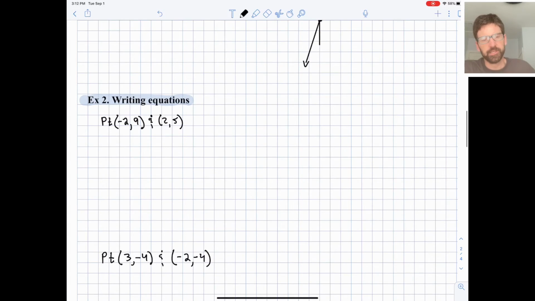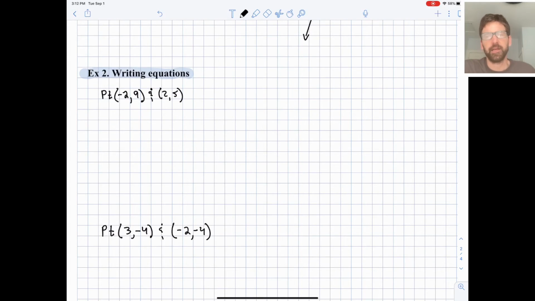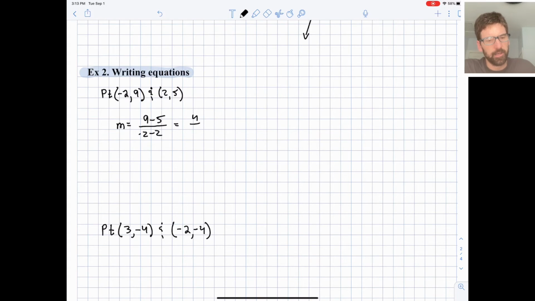All right, writing equations. First step is to find the slope, and then use your mx plus b form. So let's find the slope first. Slope is equal to m, and we'll do 9 minus 5 over -2 minus 2. So 9 minus 5 is 4. -2 minus 2 is -4. So our slope is -1. Let's write that that's equal to m. Let's box it so we can remember it. Let's plug into y equals mx plus b. So we're going to use this form.